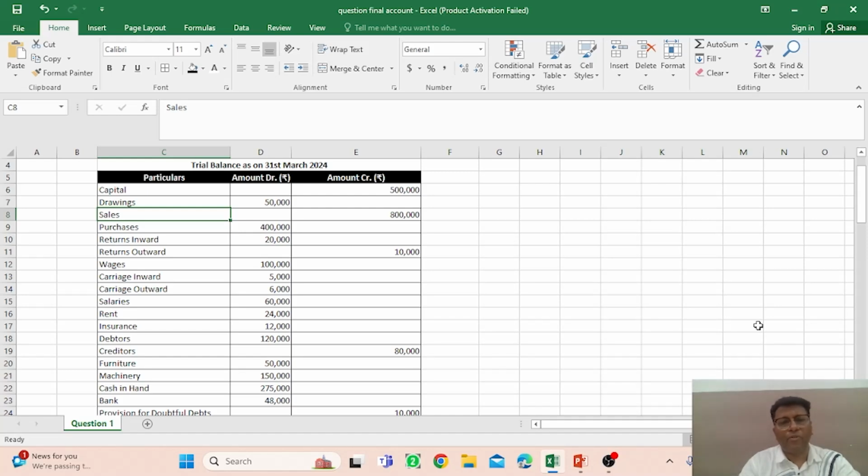So it is the revenue generated by the operation of business, so it is part of the trading account, and it is income, so that would be shown in the credit side of the trading account. And purchases rupees 4 lakh. So again, this is a trading item, so it will be shown in the debit side of the trading account.